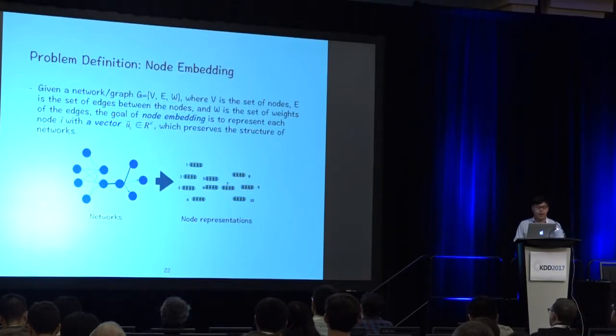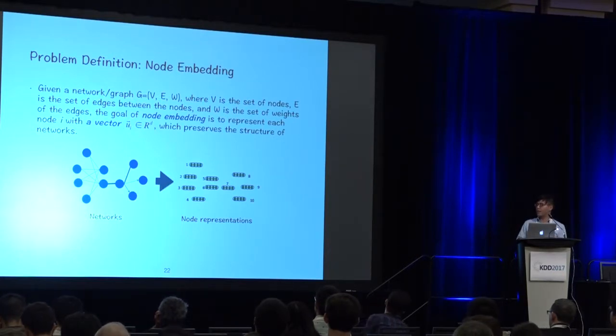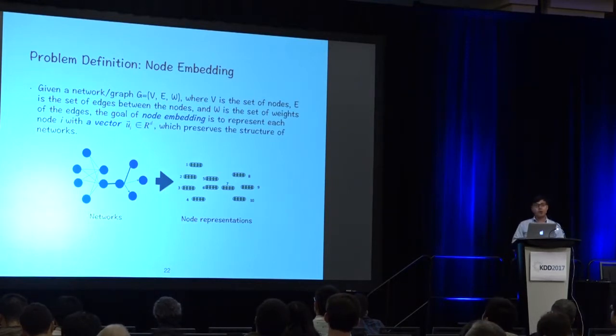So let me start by defining the problem of node embedding in a formal way. Given a network, V is the set of nodes in the network, E is the set of edges between the nodes, and W is the set of weights of the edges between the nodes. The goal of node embedding is to represent each node with a low dimensional vector. In this low dimensional space, we want to preserve the similarities between the nodes.